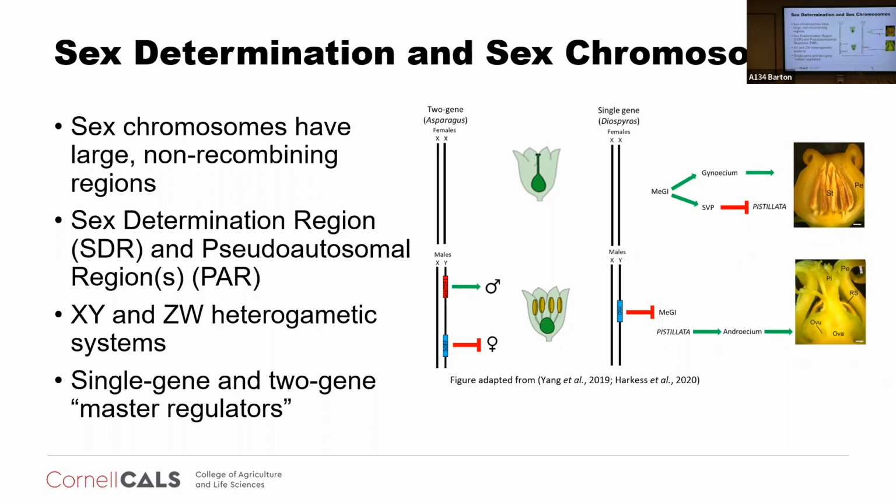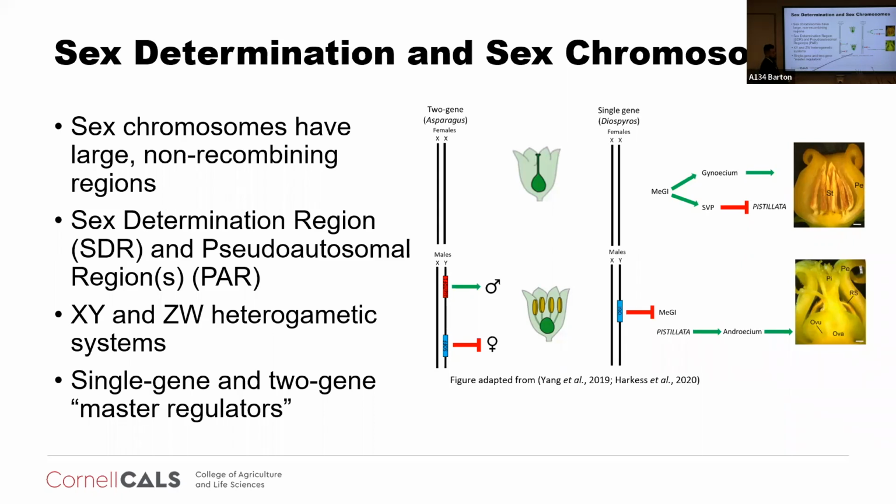A good example of a two gene system is asparagus, where females are XX, and this results in female floral development. Males, which are XY, have on the Y chromosome this tapetum development function 1 gene that promotes male floral development. And linked to that, they have a suppressor of female function gene that suppresses female floral development.